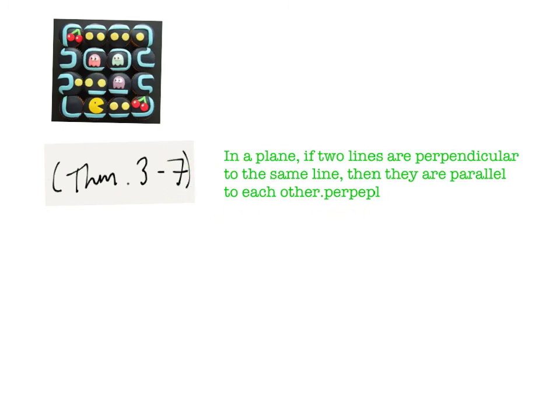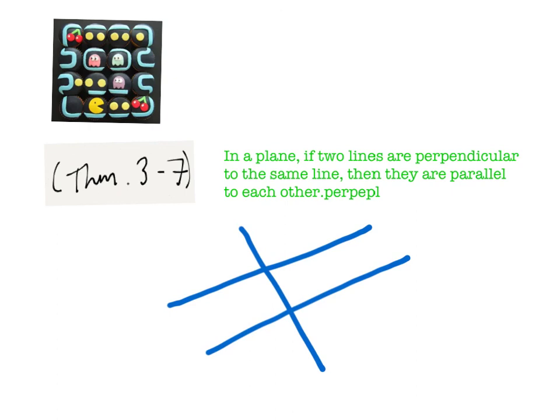There we go. So let's draw a picture of that. In a plane, you have two lines that are both perpendicular to the same line, that line. Well, then these lines must be parallel. That's what Theorem 3-7 says.